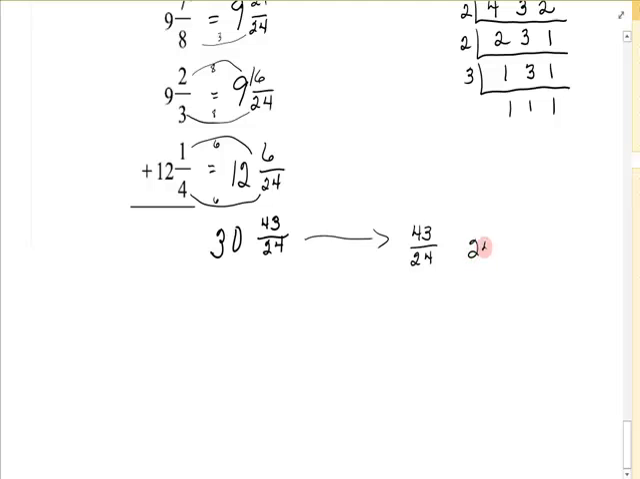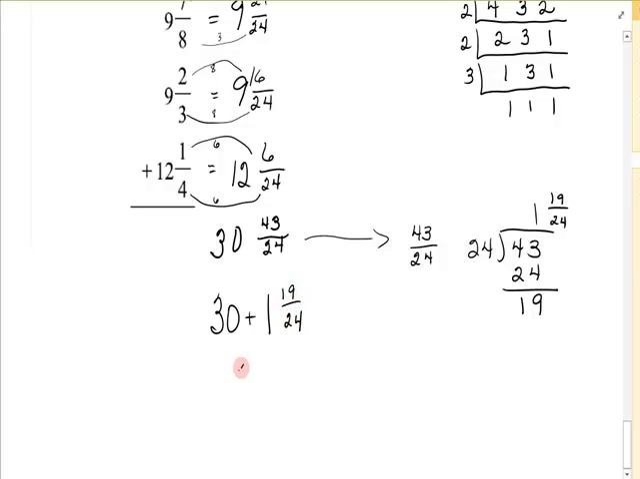So I'm going to divide 24 into 43. It will only go one time. It's 24. Subtract for 19. This is 1 and 19 24ths. So I have 30 plus 1 and 19 24ths, or 31 and 19 24ths.